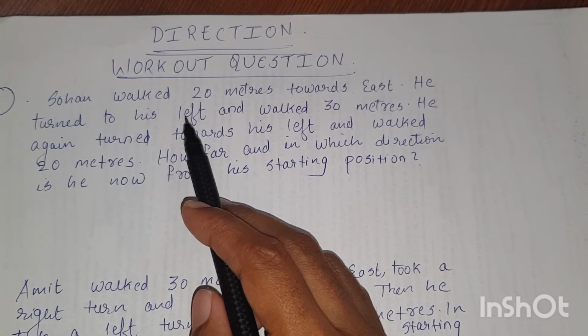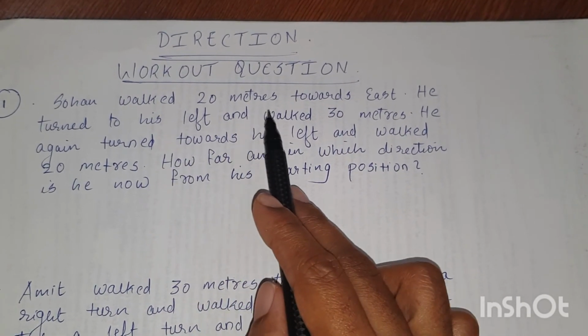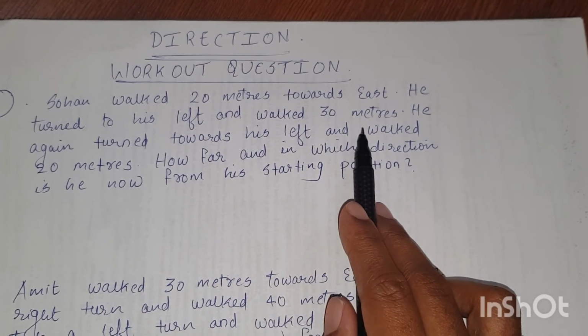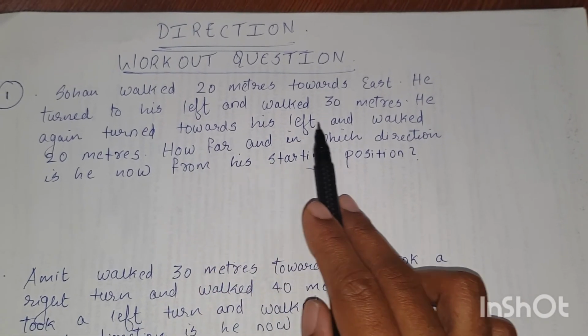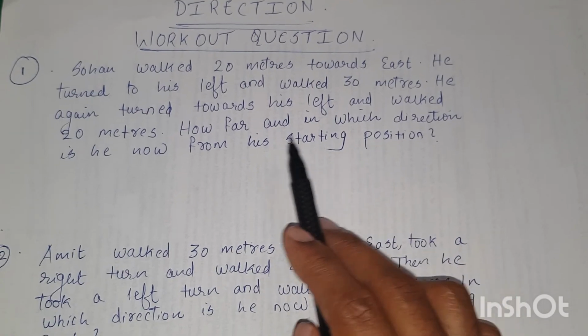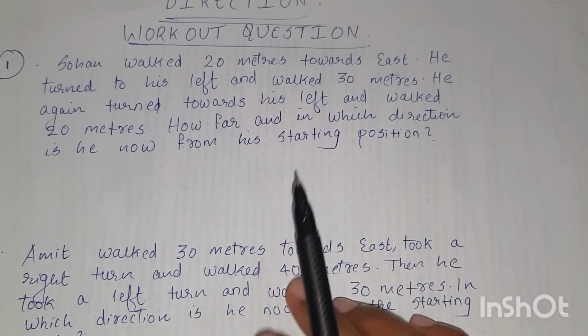Going to the first workout question. Sohan walked 20 meters towards east. He turned to his left and walked 30 meters. He again turned towards his left and walked 20 meters. How far and in which direction is he now from his starting position?